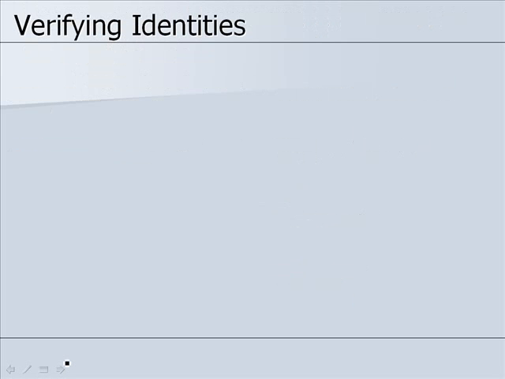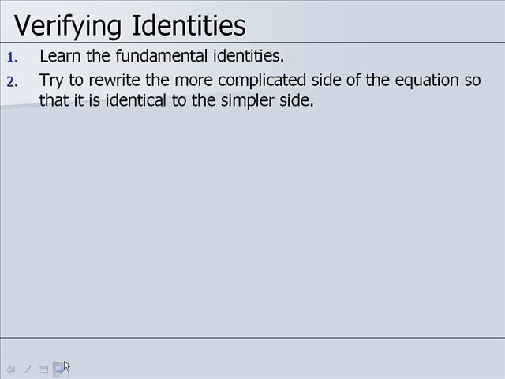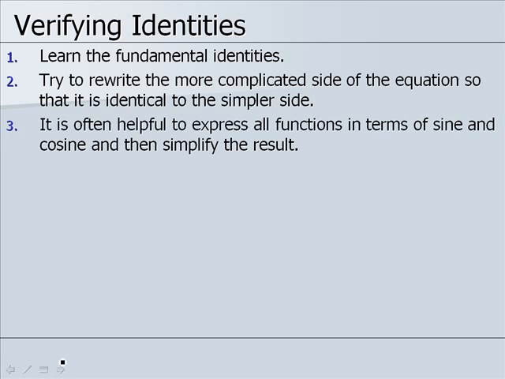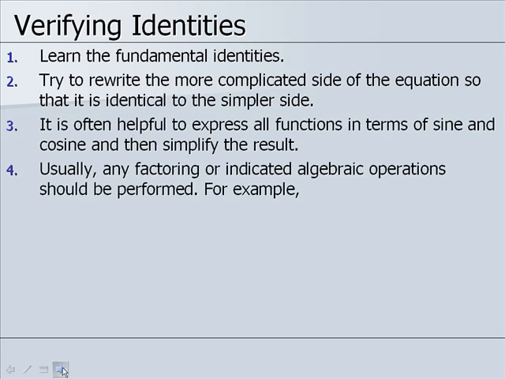Just some rules to follow when you're verifying identities. The very first thing is you must learn the fundamental identities. You need to have them memorized. You're going to encounter them often and you need to know each and every one. Secondly, you want to try to rewrite the more complicated side of the equation so that it is identical to the simpler side. Thirdly, it is often helpful to express all functions in terms of sine and cosine and then simplify the result.